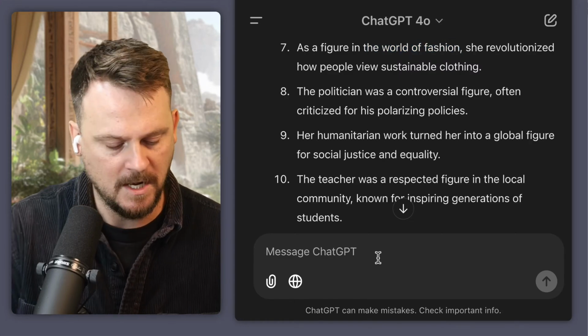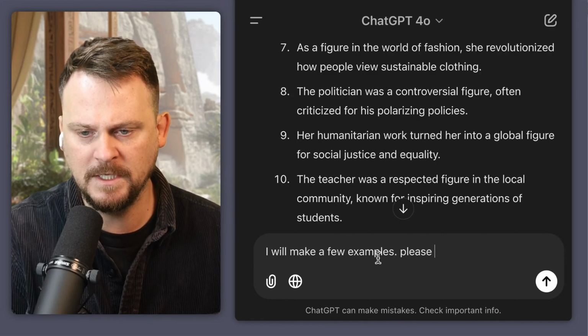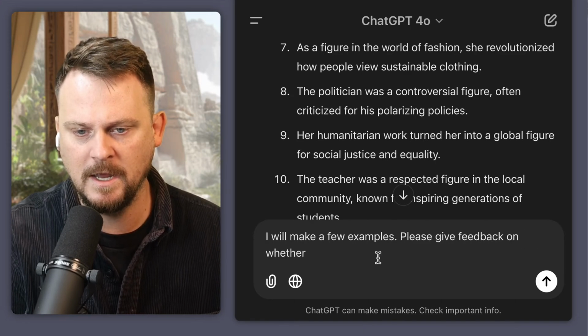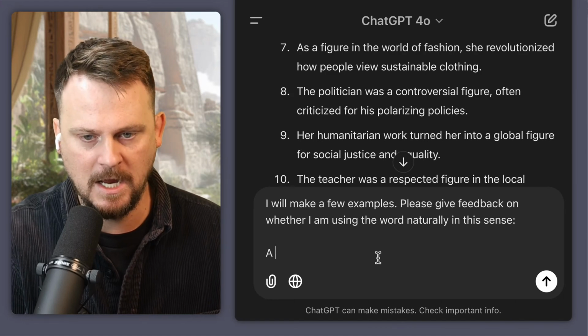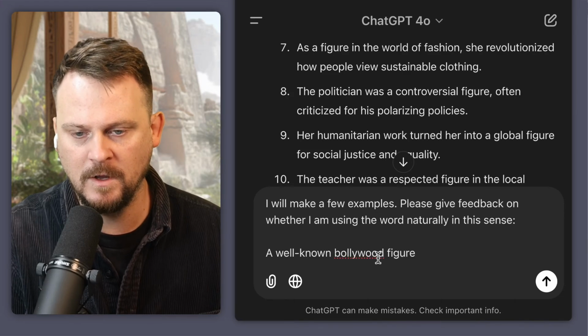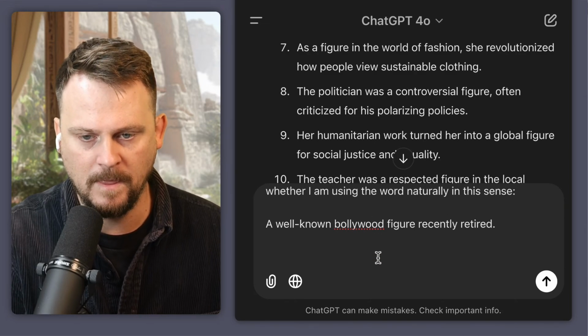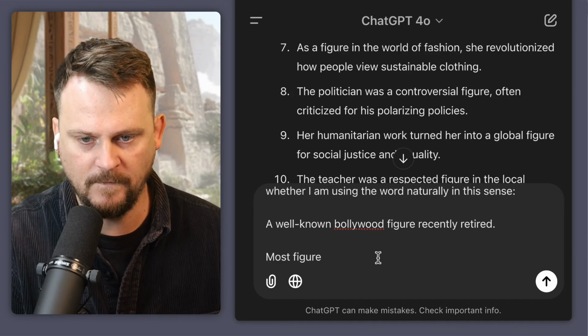Okay, let's say that. Let's see. I will make a few examples. Please give feedback on whether I am using the word naturally in this sense. Okay. One, let's see. A well-known Bollywood figure recently retired. Okay. And let's see.